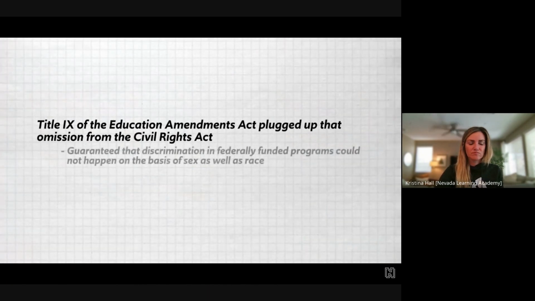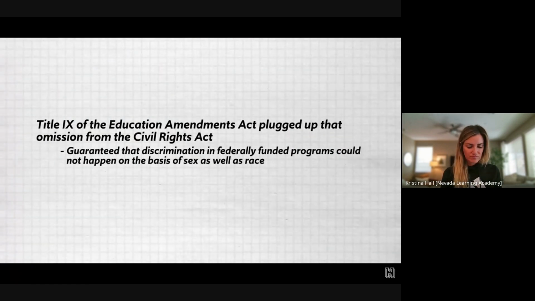Act by guaranteeing that discrimination in federally funded programs could not happen on the basis of sex as well as race. And one of the most visible outcomes of Title IX was the rise of women's sports programs in colleges.